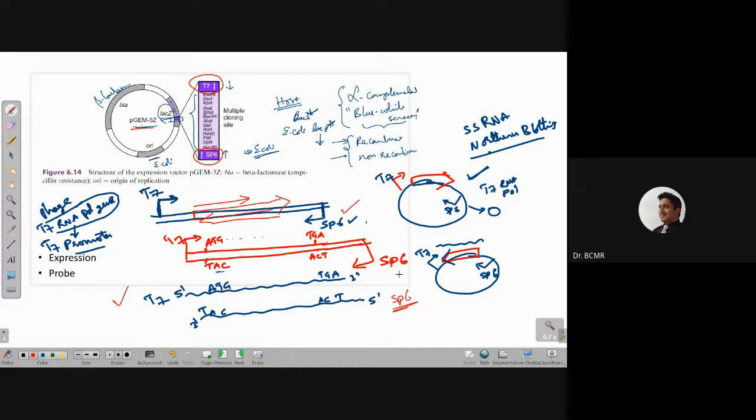There are also other uses for using such two promoters. Say, for example, I had an open reading frame cloned in this direction. This is the top one, okay? And I want to make a probe for it, right? The probe would be the bottom strand, or antisense, of it. So I could have used the SP6 promoter to synthesize the antisense of this mRNA, and then I can use it for northern blotting.